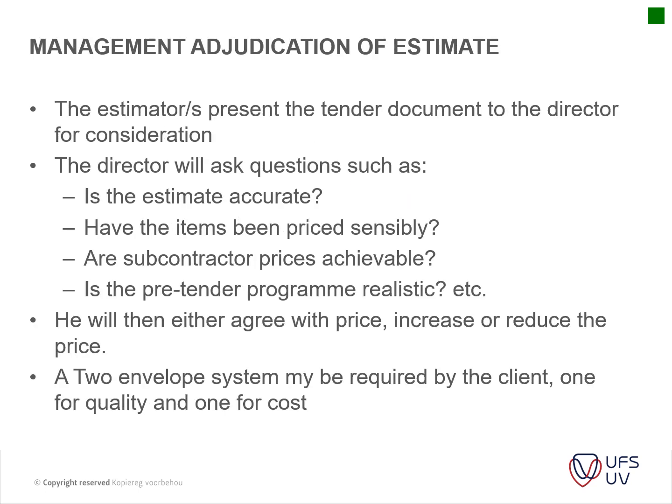Management and adjudication of your estimate. The estimator presents the tender documents to the contractor for his director for his consideration. The director will ask the following questions: is the estimate accurate? Does it make sense, the cost that is given to him? Have the items been priced sensibly? Are the subcontractor prices achievable? Is the pre-tender program realistic? Okay, and then he will either agree with the price or increase or reduce it, make some amendments. A 2-envelope system may be required by the client, one for quality and one for cost. So we'll still get into that a little bit.